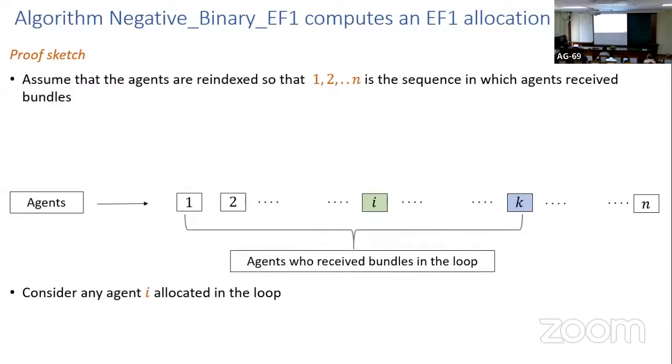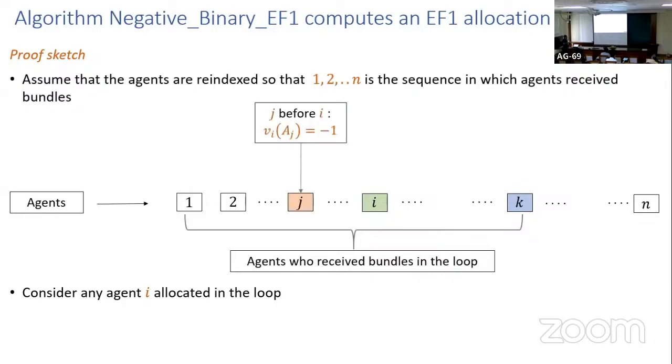So assume that agents 1 to k are the agents who received bundles inside the loop. Consider any agent I that has been allocated inside the loop. We won't care about the agents who have received bundles after k. So the agents are reindexed so that 1, 2, 3 up to n is the sequence in which the agents have received the bundles. After k, all the agents have received bundles such that their value is 0, so they won't envy anyone. So we just have to be concerned about the agents who receive bundles inside the loop. So consider any agent I in the loop.